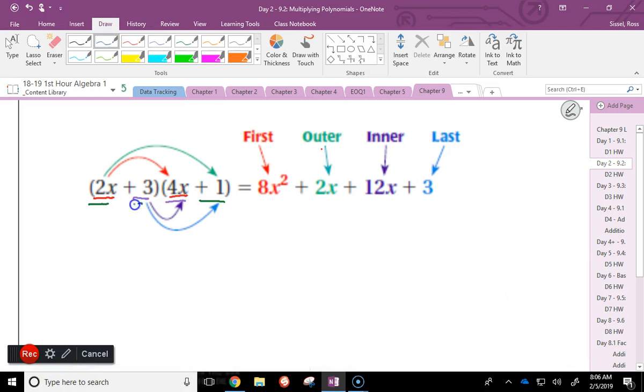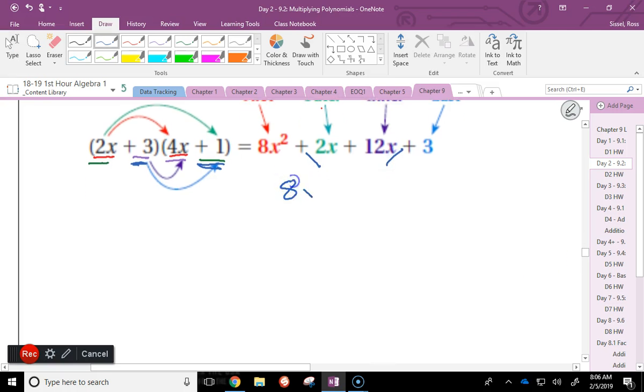And then you do the last terms. You did them in blue. 3 is the last term, 1 is the last term. So that gives you 3. The only thing they have to do here is combine like terms. So I should finish this as 8x squared plus 14x plus 3. FOIL is just another way to remember to multiply all the terms. I do the first terms, the outside terms, the inner terms, and the last terms.